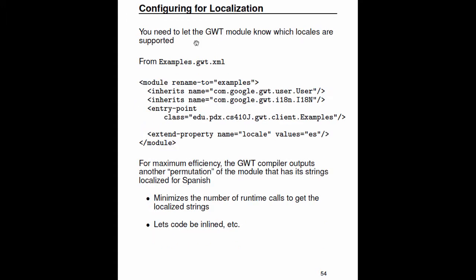So GWT does some interesting stuff when it comes to localization. First of all, you need to tell the GWT compiler which locales are supported. And so you do that in the GWT module file, the gwt.xml file. So here, in addition to my entry point, I also use this extend property tag. Name is locale, and the values are, well, I only have one value. It's es for Spanish.